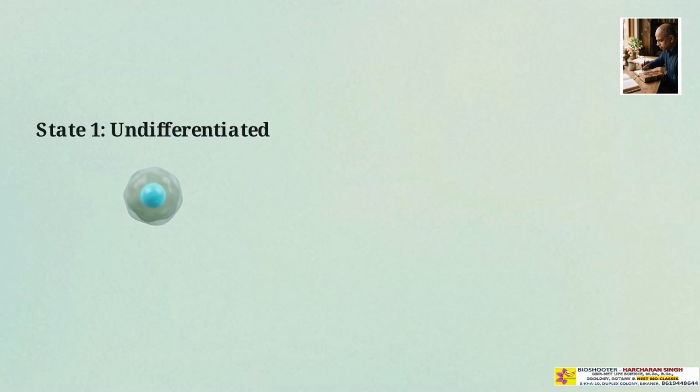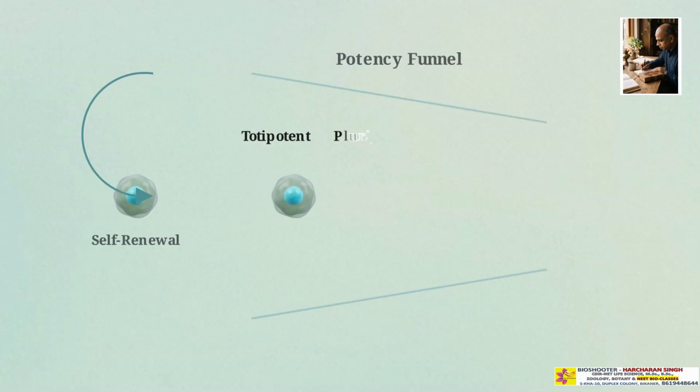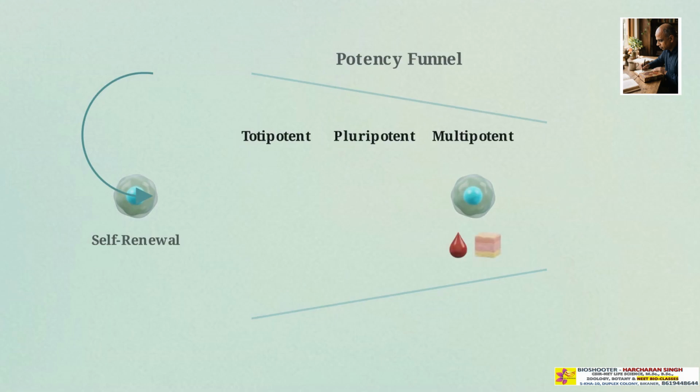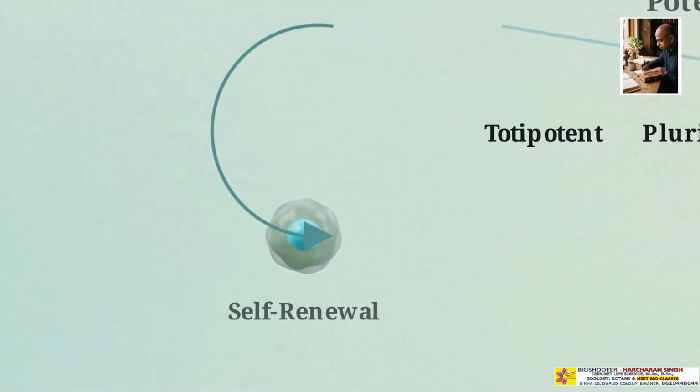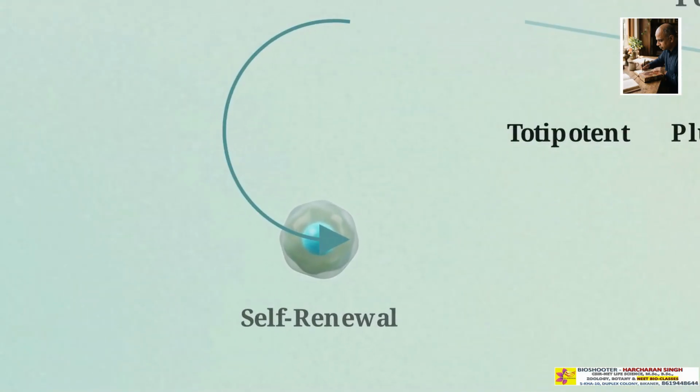The first state is the undifferentiated cell. These unspecialized progenitor cells utilize a mechanism called asymmetric cell division. When dividing, one daughter cell loops back to maintain the stem cell pool, a process called self-renewal, while the other commits to a specific lineage, branching forward to specialize. This branching cell possesses potency, or developmental plasticity. As it moves forward, its options restrict. It scales from totipotent, where it can build an entire organism, to pluripotent, and eventually funnels down to multipotent, where it can only form a restricted range of tissues like blood or skin.